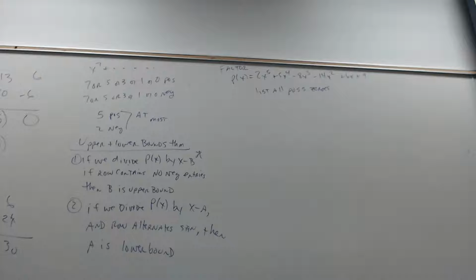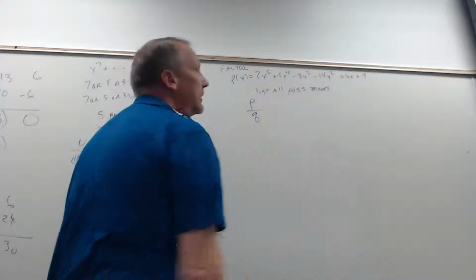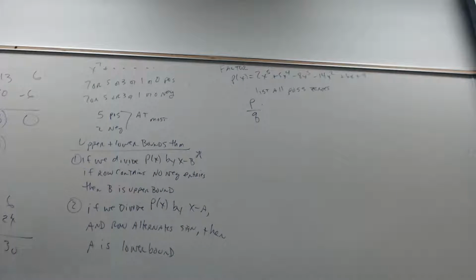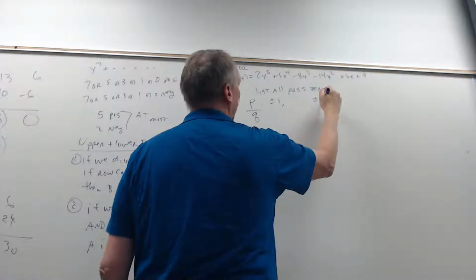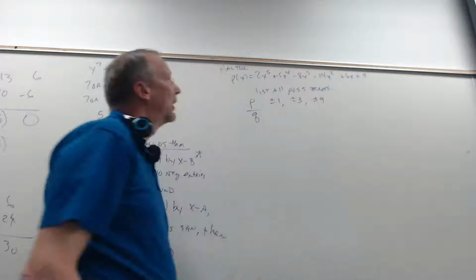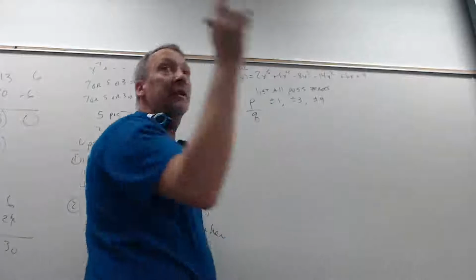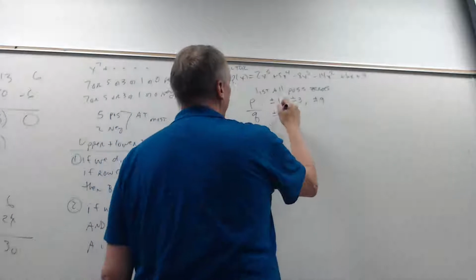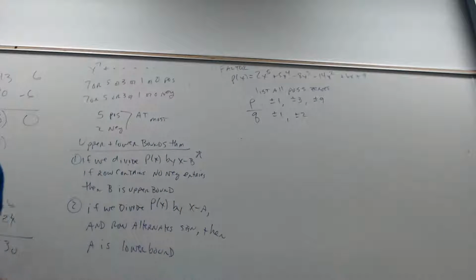Ethan, I think it must be your turn. So we need to find our P's and our Q's, right? What are my P's? Plus or minus 1, plus or minus 9, and plus or minus 3. Okay? What about my Q's? We'll stick with Ethan. Plus or minus 1, plus or minus 2. So all the possible zeros are, Cameron?